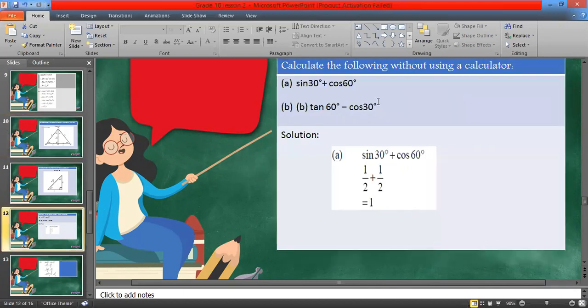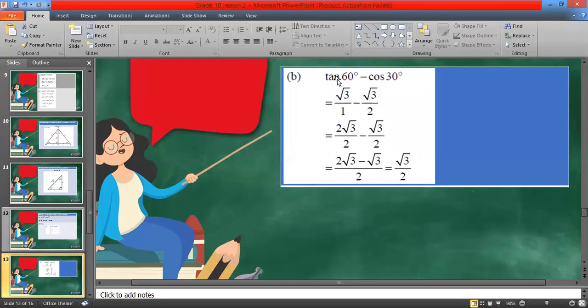Tan 60 minus cos 30 now. So you plug in your value of tan 60. Tan 60 is root 3 over 1. Find the value of your cos 30. Cos 30 is root 3 over 2.